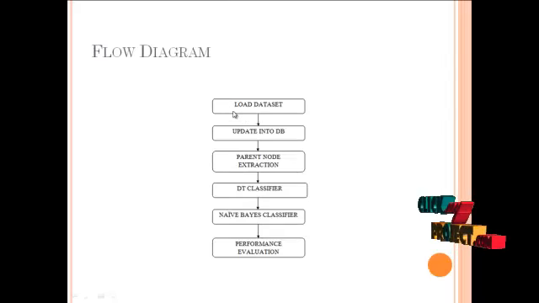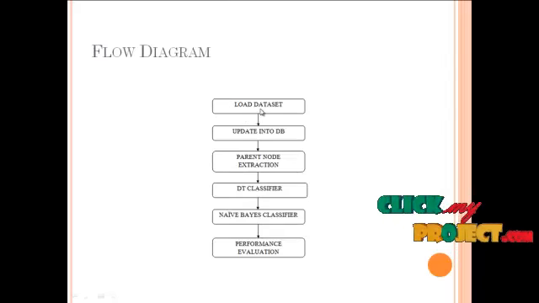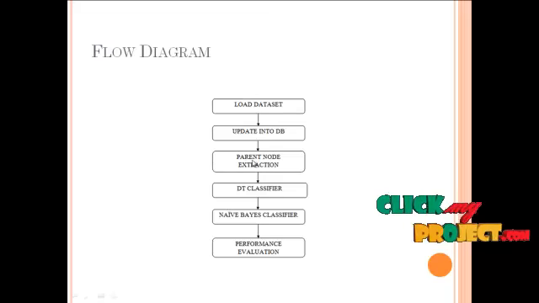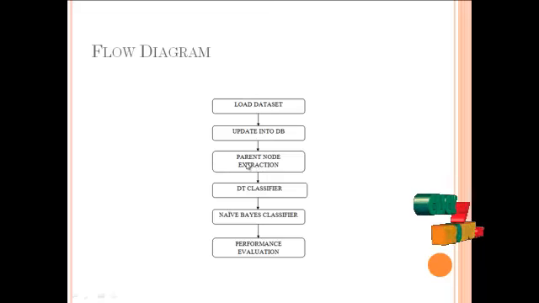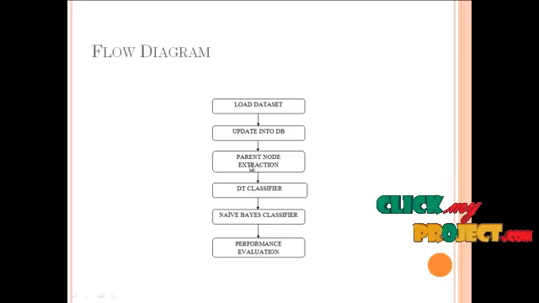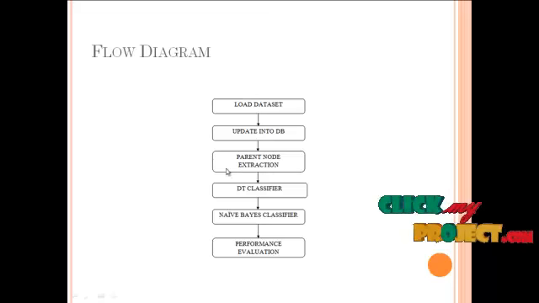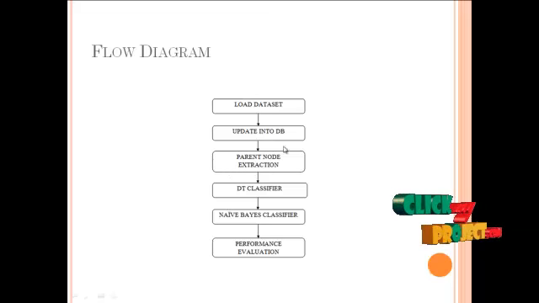First of all is the load module. We have to load the dataset and update it into the database, and finally we have the parent node extraction. That means we have to analyze which is a parent and which is a child node from the dataset, and after that we have to store each data into the database.